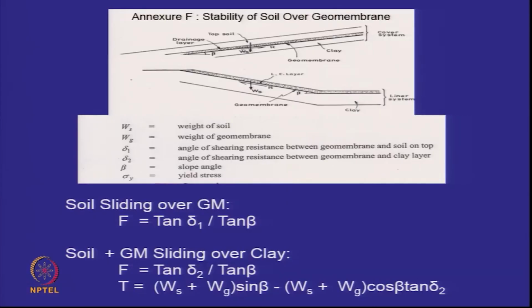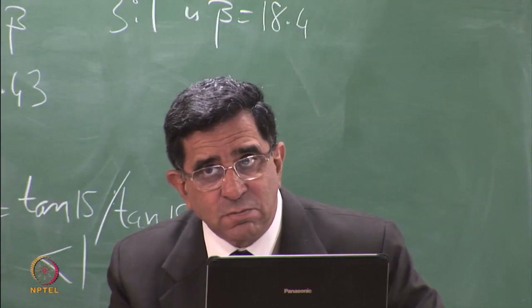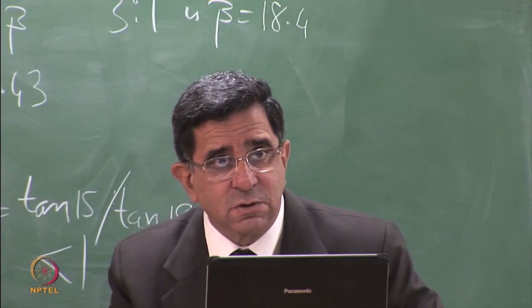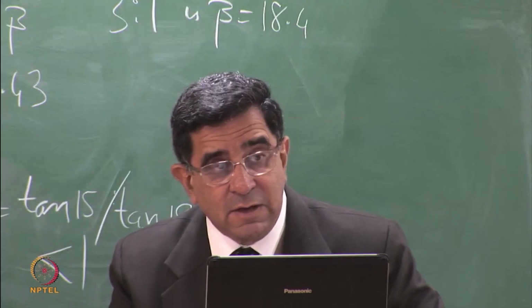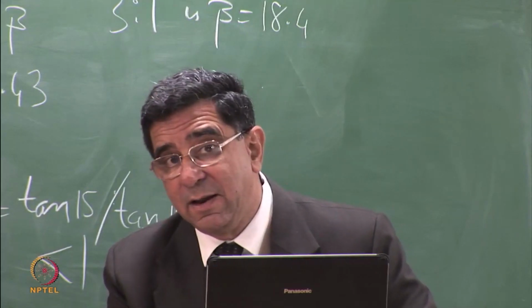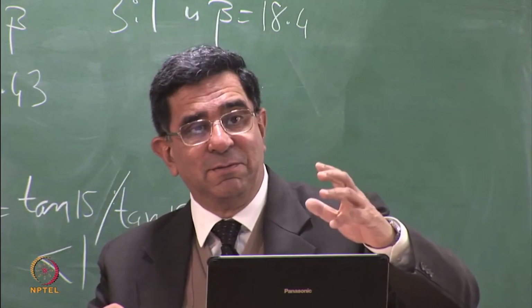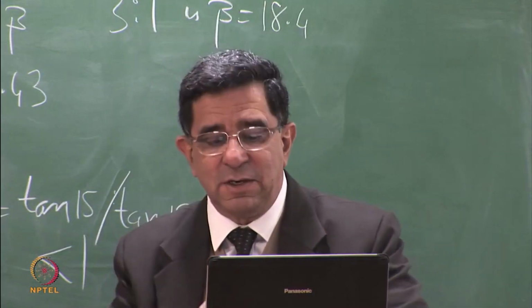Please look at this formula. T equals (weight of soil plus weight of geomembrane) sine beta, minus (weight of soil plus weight of geomembrane) cos beta tan delta. Right? This is very simple. It is the driving force minus the resisting force. So W becomes important suddenly. The more the W, the more the T that you need.